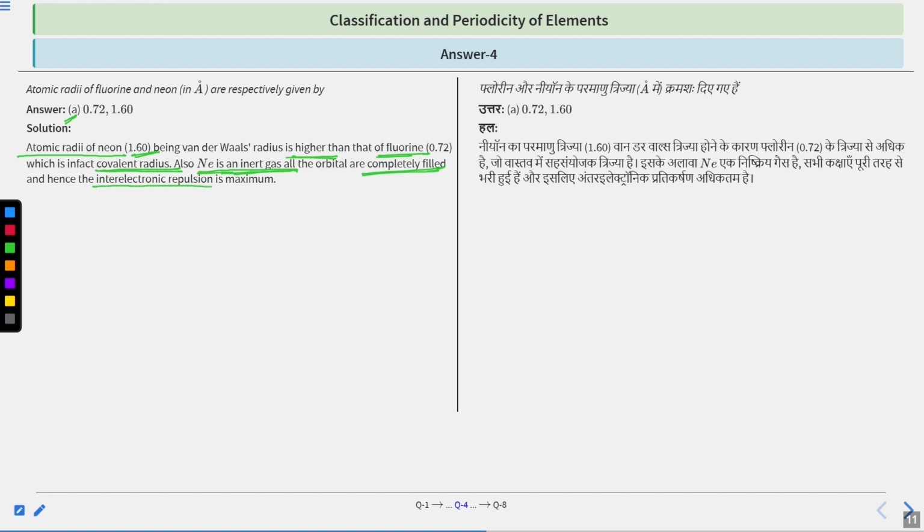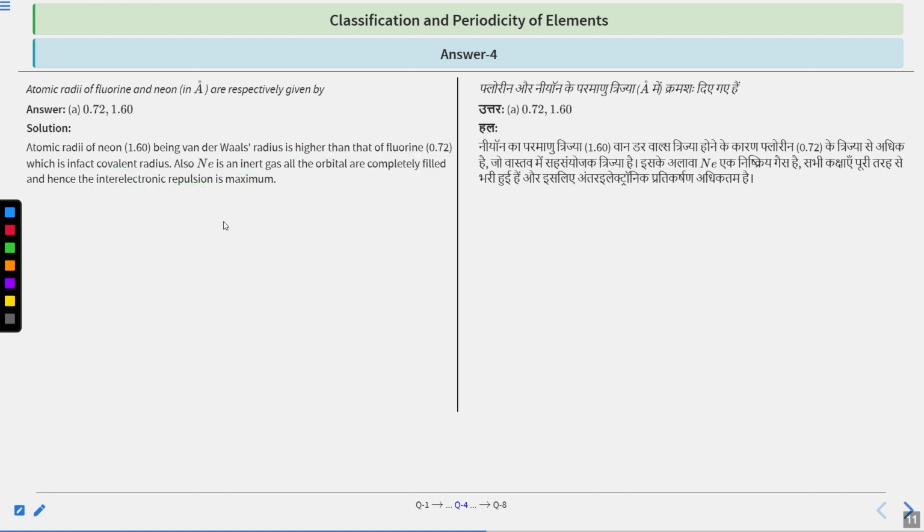So inter-electronic repulsion is maximum because it is inert. All the orbitals are completely filled. The electrons have inter-electronic repulsion among them because they have similar charges. That's why the atomic radius of neon, 1.6, will be higher than fluorine, 0.72. And thus option A is the correct answer.